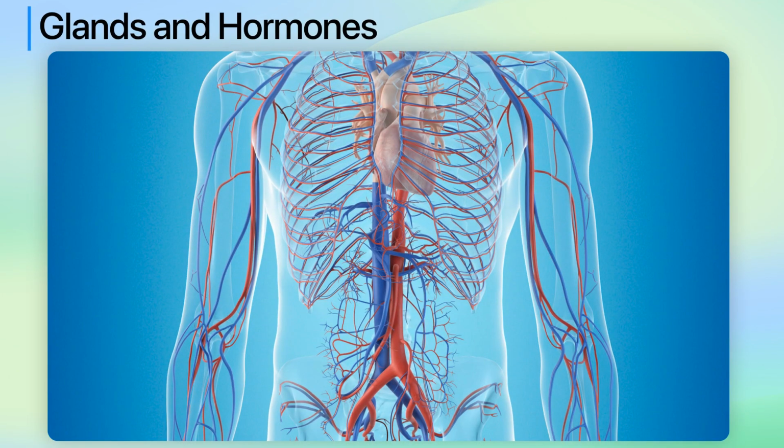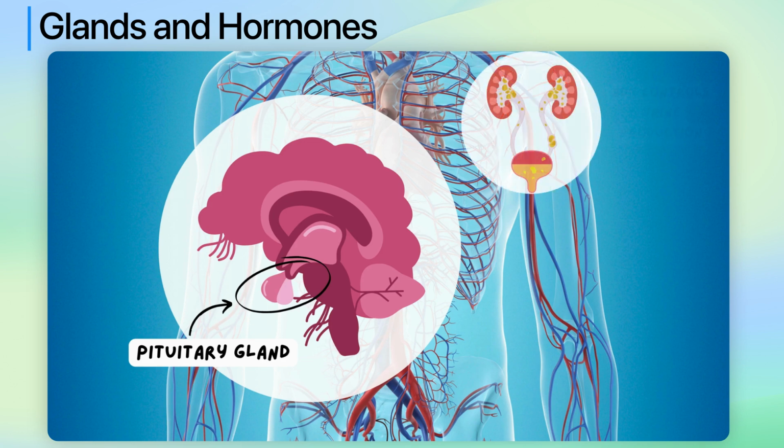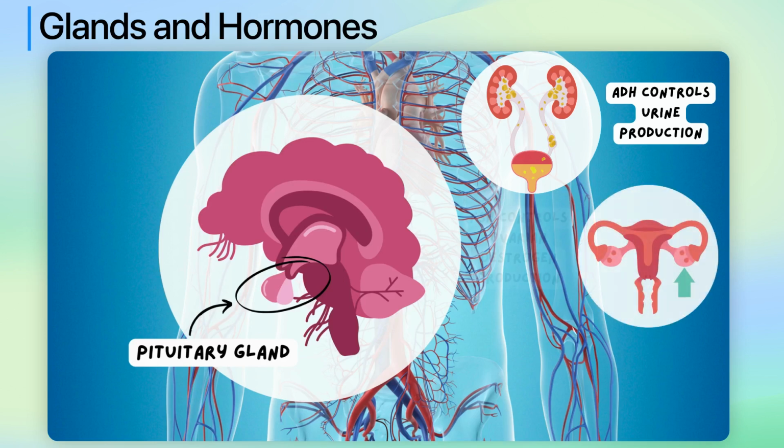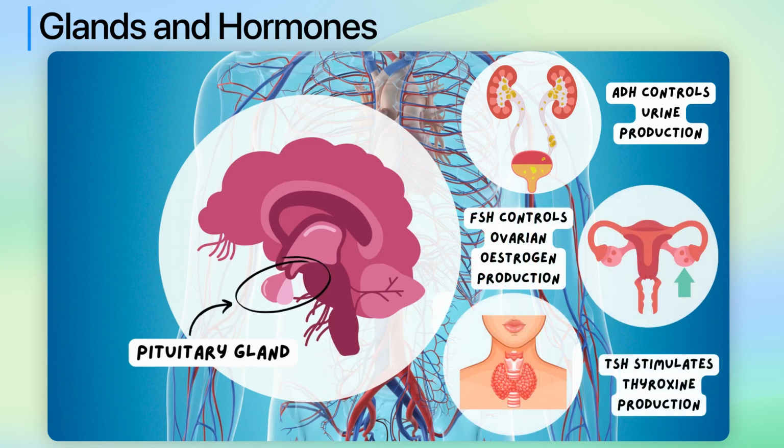There are several key glands in the endocrine system, each producing different hormones for various functions. Here are the main ones. Firstly, the pituitary gland, often termed the master gland. It secretes several hormones that control other glands. For example, it releases ADH, which controls urine production by the kidneys, FSH, which stimulates the ovaries to produce estrogen, and TSH, which stimulates the thyroid gland to produce thyroxine.